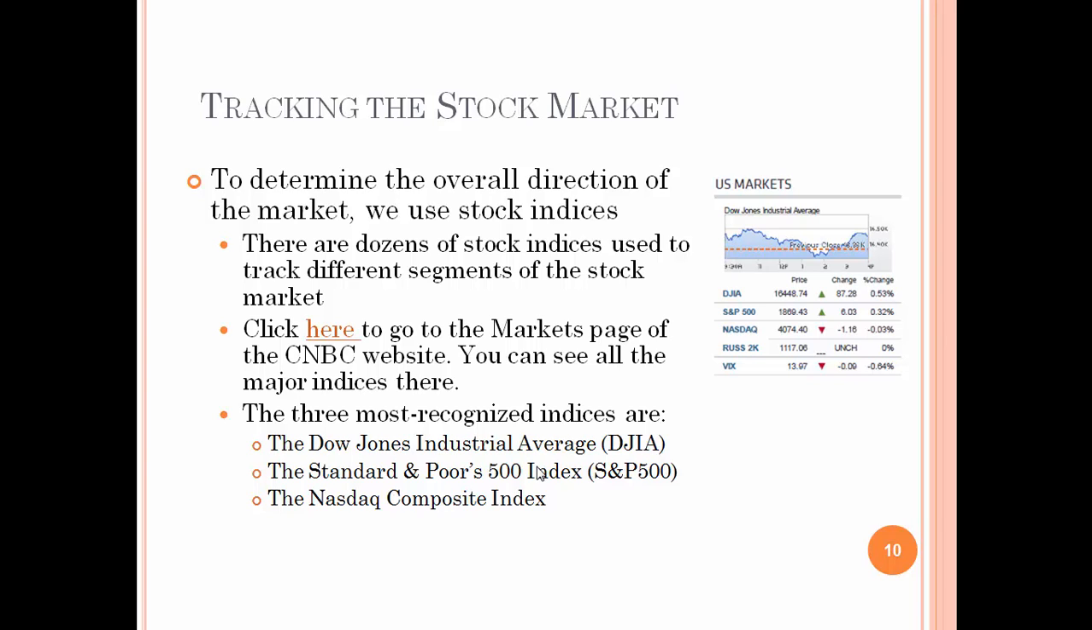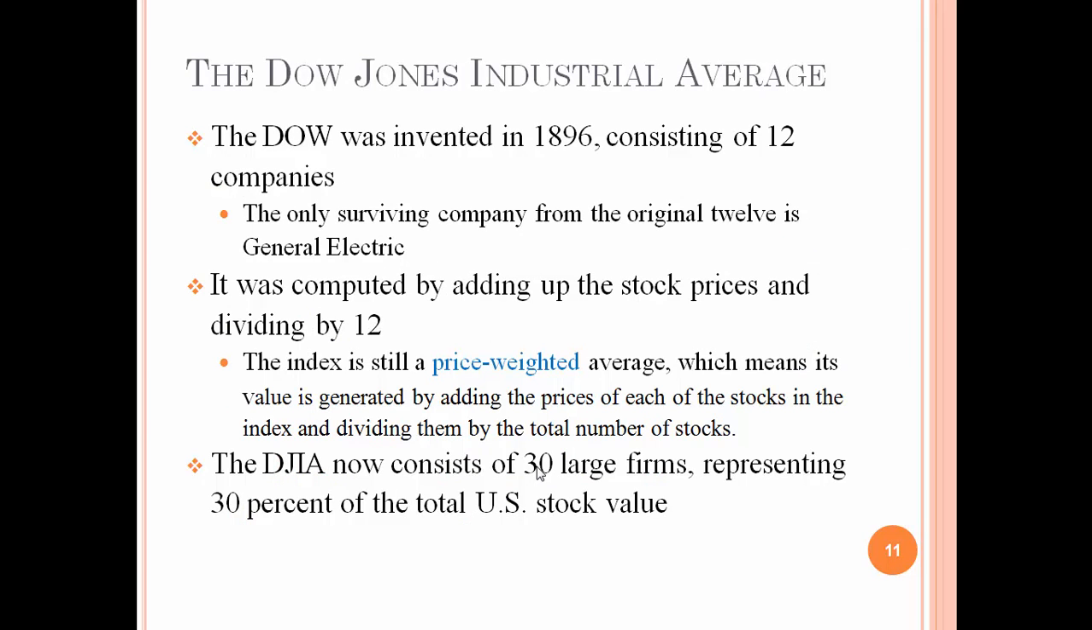And the three most recognized indices in the United States are the Dow Jones Industrial Average Index, the Standard & Poor's 500 Index, and the NASDAQ Composite Index. So the Dow was invented back in 1896, and back then it consisted of 12 companies. And now it has 30 companies, 30 large firms, and they represent a total of 30% of the total US stock value. And the way they computed the index, it was computed by adding up the stock prices and dividing by 2.